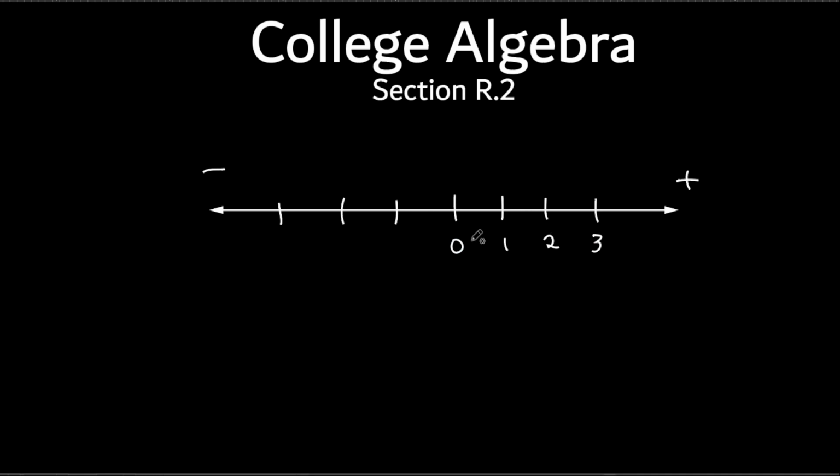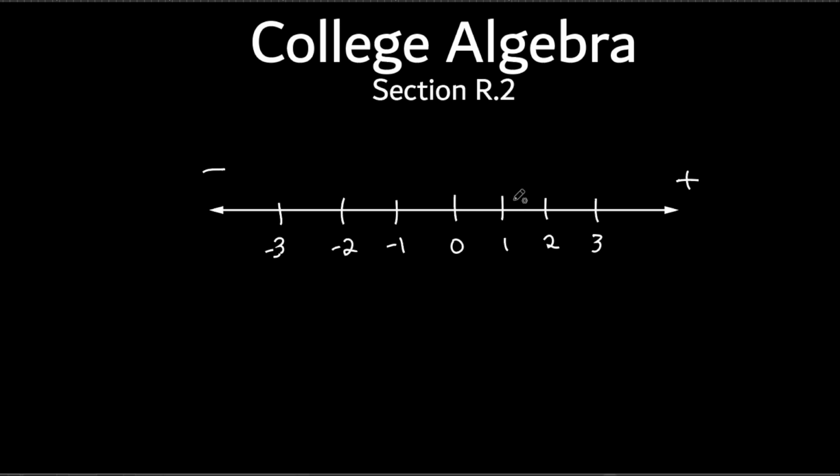So anything to the right of zero is positive, anything to the left of zero is negative. So I just put a 1, 2, and 3. These aren't the only numbers on the number line. They're just ones that we designate because we think they're pretty important. So we can go in the other direction. So this would be -1, -2, -3. This is all basic stuff. This really technically isn't college algebra, but it's just review of the number line.